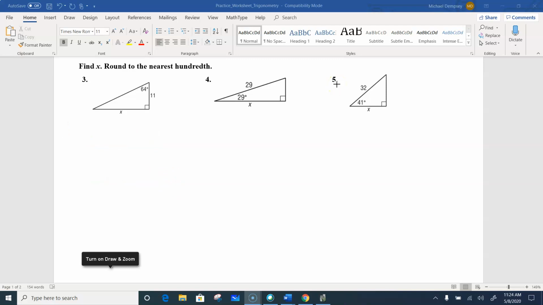So let's see what we have in the next one. Next one we are involving the 29-degree angle, and now we have x, which happens to be adjacent to it. So we have an adjacent side, and we have 29, which is the hypotenuse. So we have AH, which would indicate we're going to use cosine. So I want to take the cosine of 29, set that equal to the adjacent side x over the hypotenuse 29. Right? The hypotenuse is 29, x is the adjacent side. So I'm going to need my calculator to get cosine of 29.